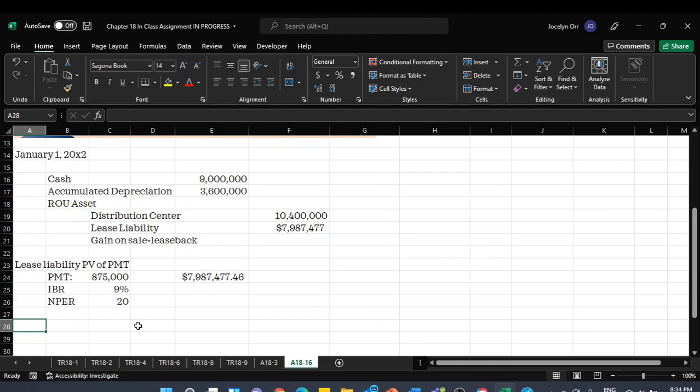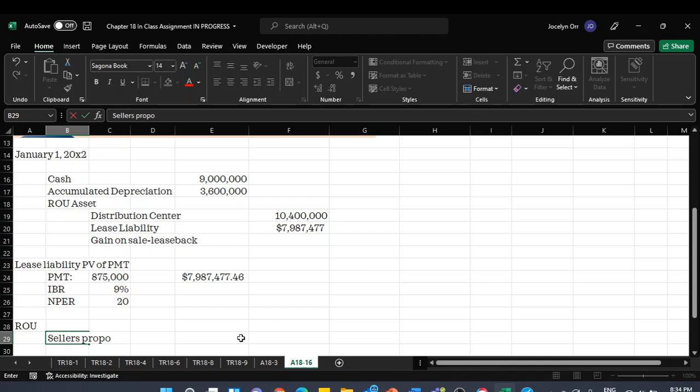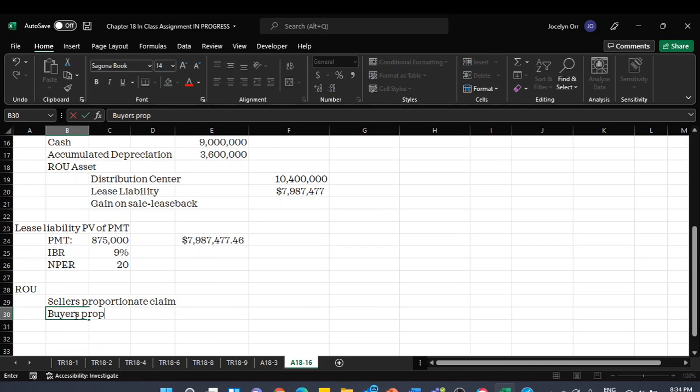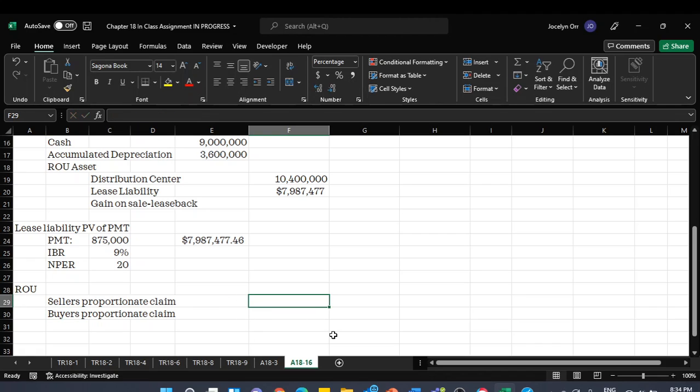Okay. So the next thing we need to know is going to be our right of use asset. Okay, so the initial cost of our right of use asset. And to calculate this, we need to look at the seller's proportionate claim and the buyer's proportionate claim. Okay. The seller's proportionate claim comes from the original net value of the asset, and then is going to be divided by the amount of cash.